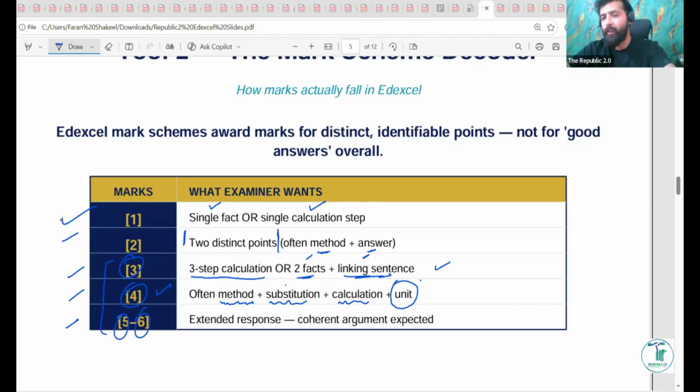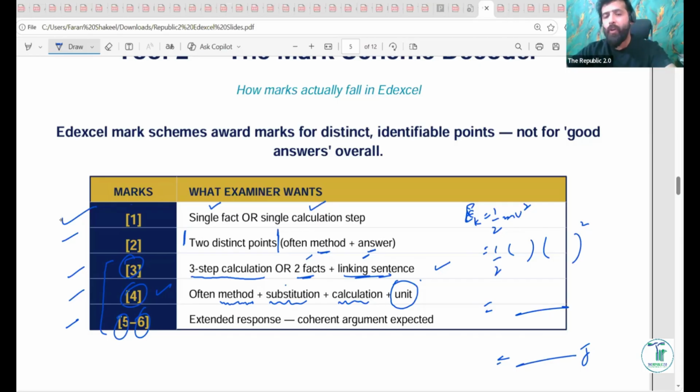For example, somebody is asking you to calculate the kinetic energy. So write the kinetic energy formula, half mv square, show the substitution, whatever the mass is, whatever the speed is, and then get me the final answer. And then the final answer should come with some sort of a unit.